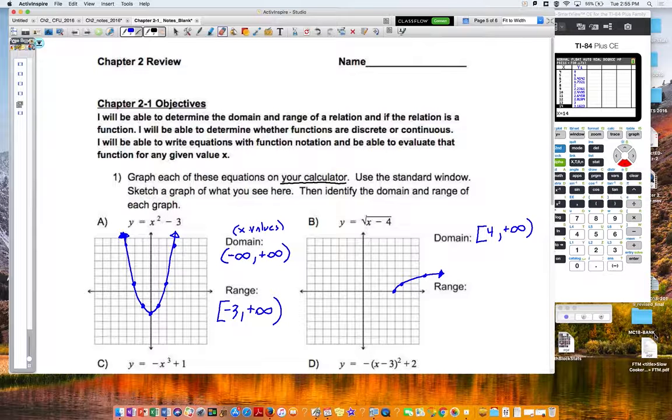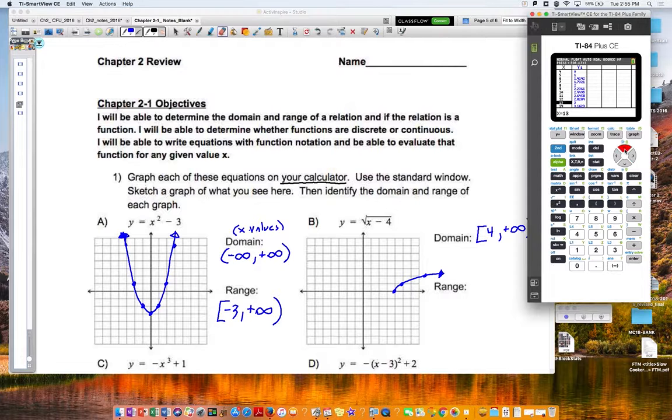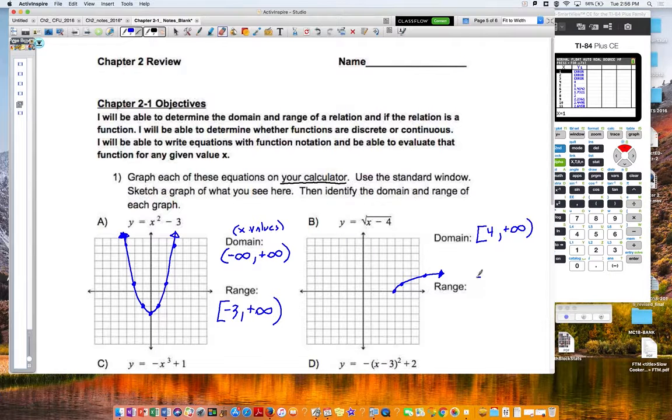So now for my range on this one, look at how my y values actually start at 0 here. Even if I go back, the first value I get for y is 0, and then it keeps on increasing and keeps on going to positive infinity. So my range, those are my y values, go from 0, including 0, to positive infinity.